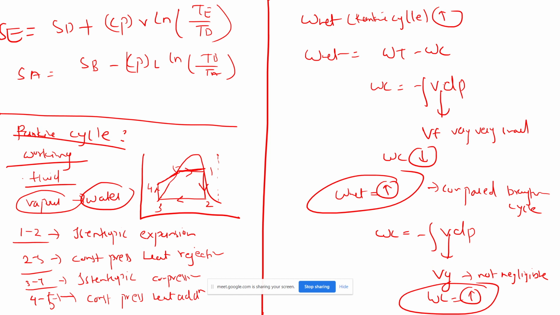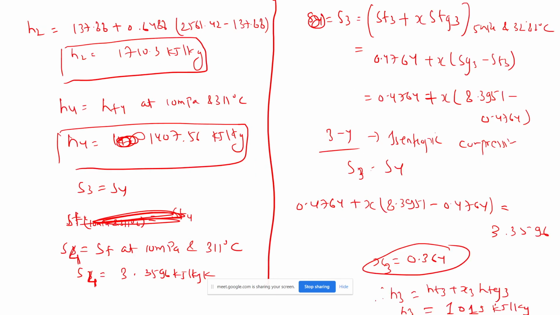I was here discussing the difference between the Rankine cycle and the Brayton cycle. For the Rankine cycle, since liquid is entering the pump in the form of saturated liquid at point 3, the pump work, or you can say the compression work, W_C or W_P, will be minus integration of v dP. Here the value of the specific volume, v_f, in the form of saturated liquid, is very very less, as we have discussed in this numerical also.